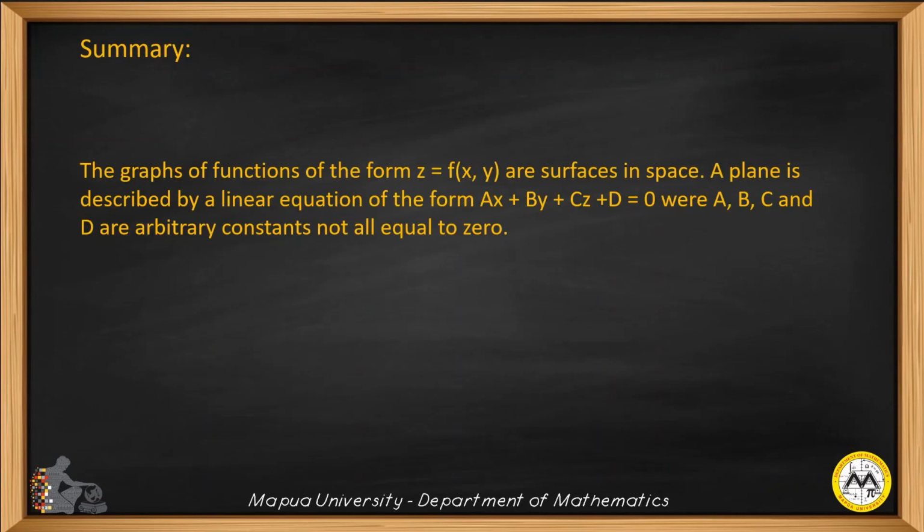So with these examples, we hope that given a linear equation of the form ax + by + cz + d = 0, where a, b, c, and d are arbitrary constants not all equal to 0, you would be able to sketch the plane associated with the equation.